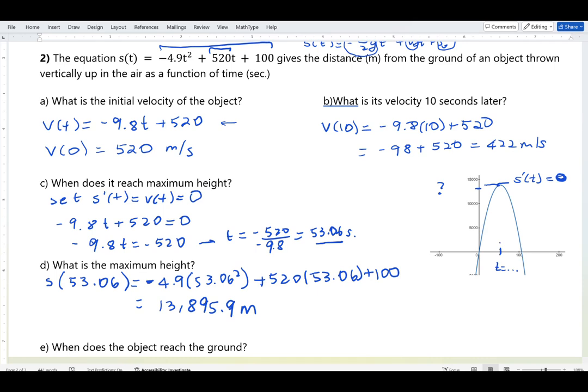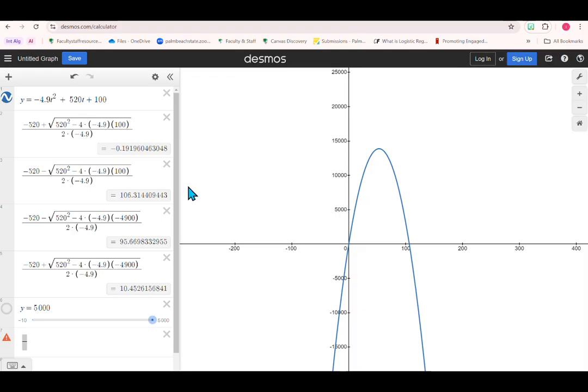13,895. And if I look at this graph, it was somewhere between 10,000 and 15,000. It all makes sense. And if I want to check this using Desmos, I'd like to show you something here. So I entered my equation up here as negative 9.9 t squared plus 520 t plus 100. And then that gives me something right away. Usually you're not going to like what you see because it's going to chop off the top of the graph.